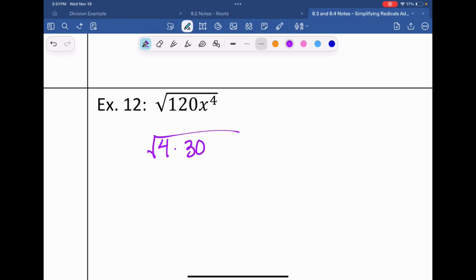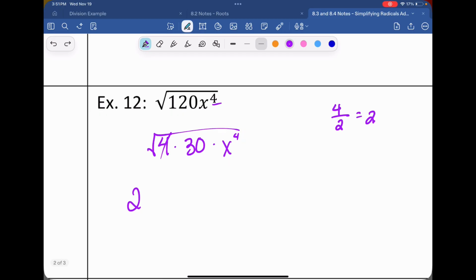So that's 30. My exponent is even, so I'm going to leave it alone. The square root of 4 is 2. 30 is not a square, so it's going to stay. Divide the exponent 4 by the index 2. So the square root of x to the 4th is x squared. And the 30 is going to stay underneath.